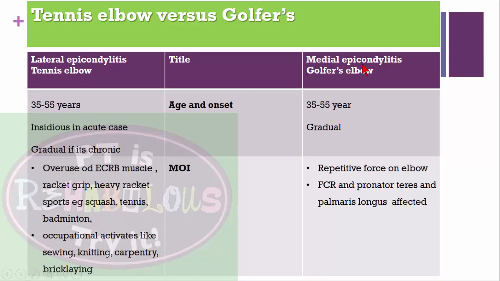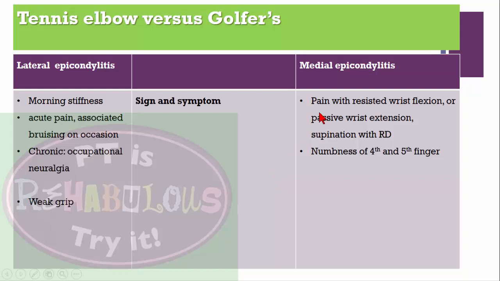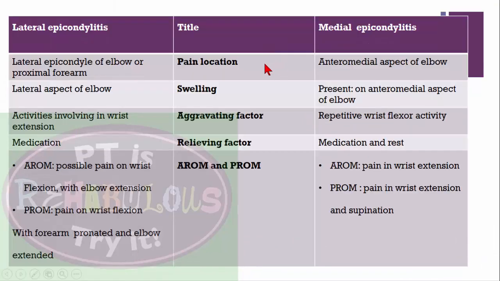Now we are going to learn medial epicondylitis, that is also known as golfer's elbow. Gradual onset is there. Age is 35 to 55 years. Mechanism of injury: repetitive force on the elbow; flexor carpi radialis and pronator teres plus palmaris longus are affected in golfer's elbow. If we check the signs and symptoms, pain with resisted wrist flexion or passive wrist extension plus supination and radial deviation will cause pain. Numbness in the fourth and fifth finger is noted in medial epicondylitis. Pain is located on the anteromedial aspect of the elbow, and swelling is present on the anteromedial aspect of the elbow.